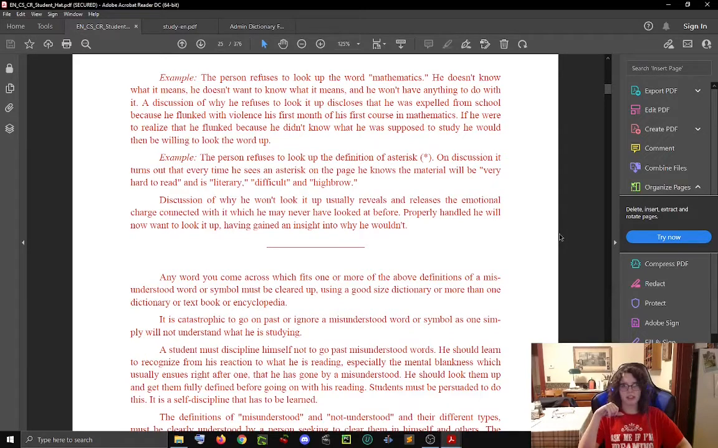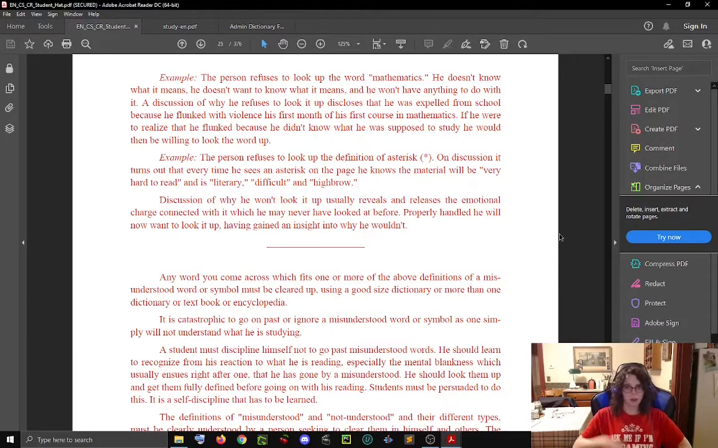He doesn't know what it means, he doesn't want to know what it means, and he won't have anything to do with it. A discussion of why he refuses to look it up discloses that he was expelled from school because he flunked with violence his first month in his first course of mathematics. If he were to realize that he flunked because he didn't know what he was supposed to study, he would then be willing to look the word up. Example, the person refuses to look up the definition of asterisk. On discussion, it turns out that every time he sees an asterisk on the page, he knows the material will be very hard to read and is literary difficult and highbrow.